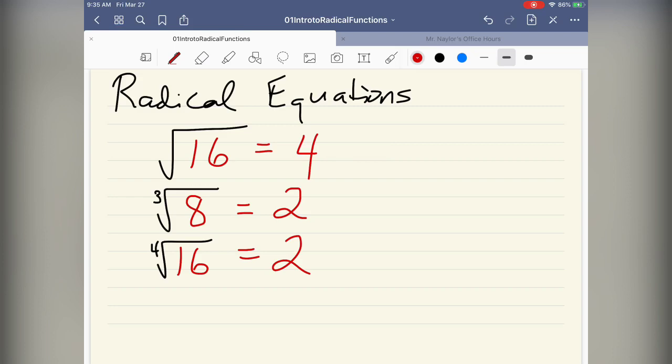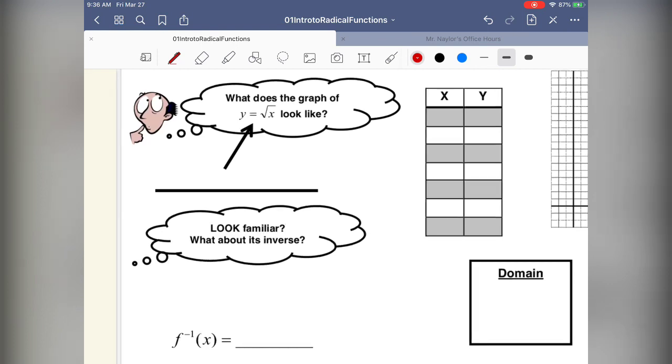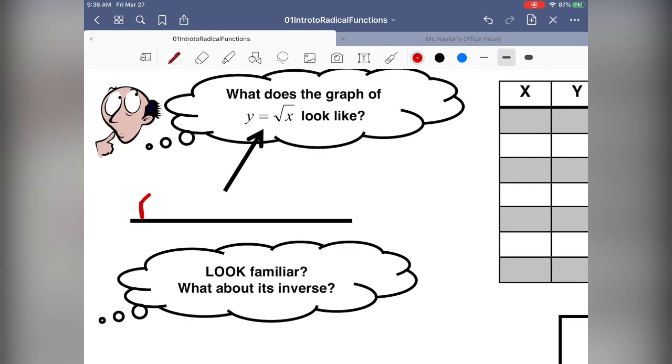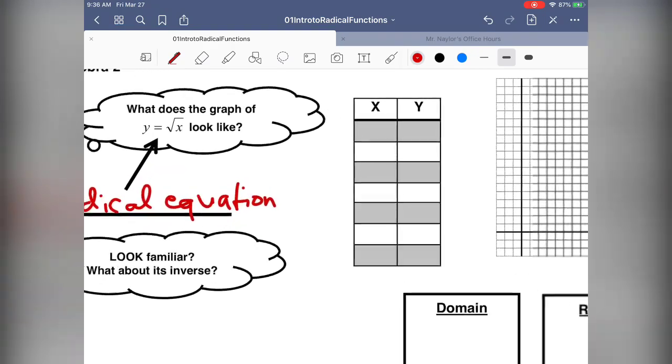Now, what we want to do is take a look at what it would look like if these numbers are graphed. What would be the graph of a radical equation? And that's our first order of business, to realize that if we have something like y equals the square root of x, that indeed is a radical equation. It's also an equation that we haven't actually graphed yet. We've graphed a lot of equations this year, but we haven't seen what it looks like if we graph something like the square root of x.